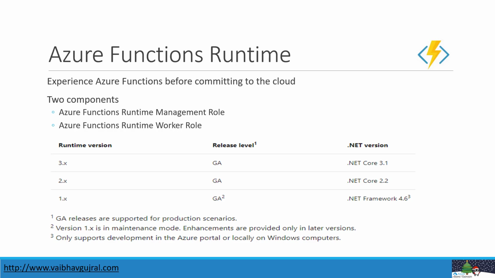There are three major versions of the Azure Functions Runtime: 1.x, 2.x, and 3.x. Version 1.x is based on .NET Framework 4.6, whereas version 2.x and 3.x are based on .NET Core versions 2.2 and 3.1 respectively. All the versions are supported for production scenarios. The point to note here is that version 1.x is currently in maintenance mode and no active development is taking place in this version. Enhancements are provided only on versions 2.x and 3.x.